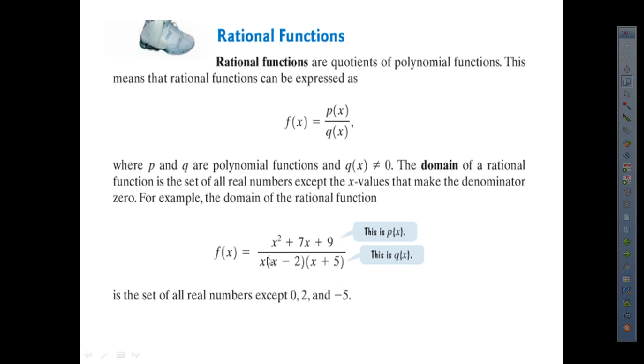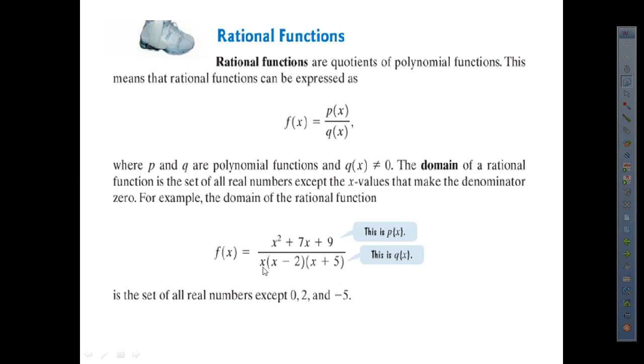So if we're looking at this function, we have x squared plus 7x plus 9 over x, and it's already factored on the bottom: x times x minus 2 times x plus 5. Any x value that makes any of these factors 0 matters. Of course, if x is 0, then we have 0 times something, which gives us 0. If x minus 2 is equal to 0, then we have some value times 0 times something, which is still 0. And the same thing with x plus 5. Just because one of these factors is equal to 0, it makes the whole denominator 0.